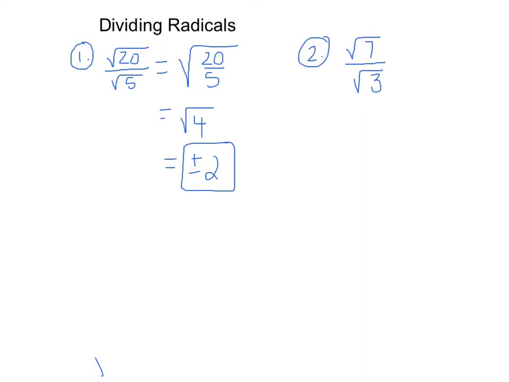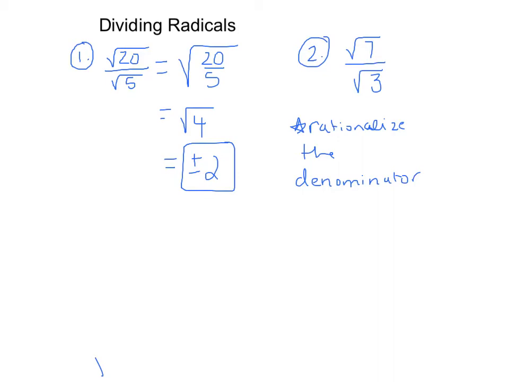Okay, but what happens when you can't divide the numbers that are under the radical, like in example 2 here? We have the square root of 7 divided by the square root of 3. If I put it under one radical, it's not going to help me because 7 divided by 3 is not a whole number. So there's something that we have to do here, and it's called rationalizing the denominator. So I'm going to write that down. Rationalize the denominator, okay? Because it's a rule in algebra that you cannot have a radical in the denominator.